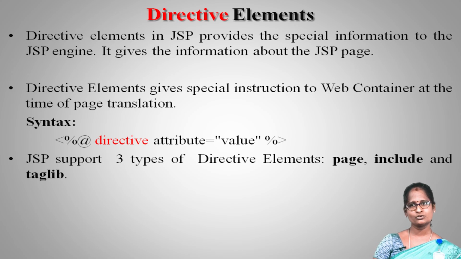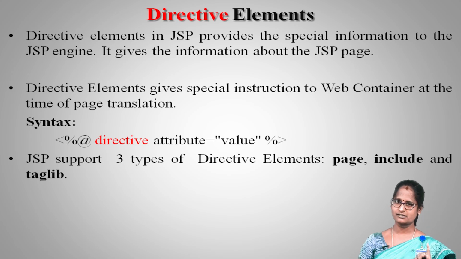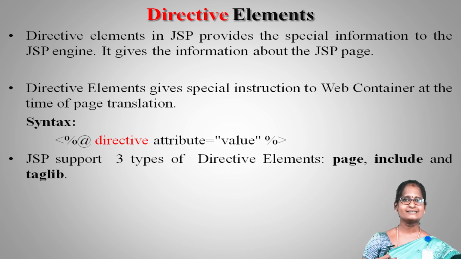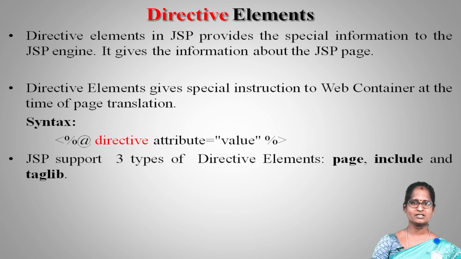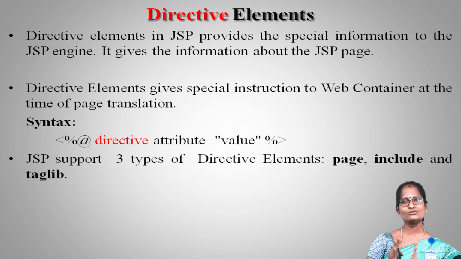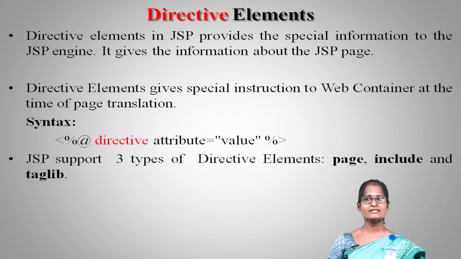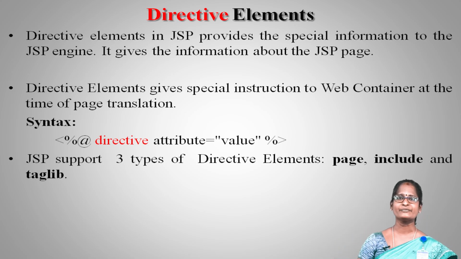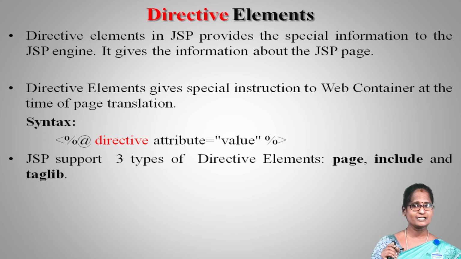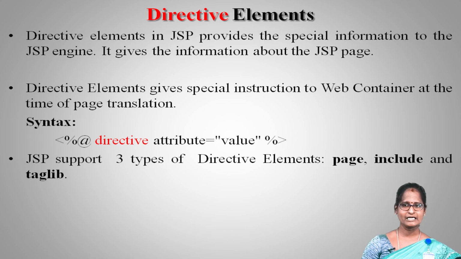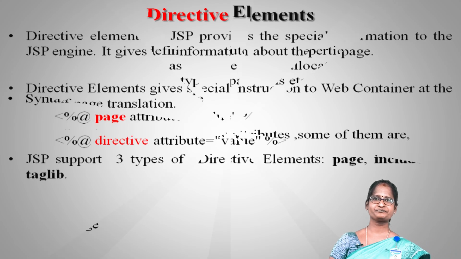Each JSP page goes through two phases. The first one is the translation phase. The second one is the request processing phase. At the translation phase, the JSP engine translates the JSP page into a servlet. The directive elements are handled at translation time. They give special instructions to the web container at the time of page translation. The syntax includes the directive, attributes equal to value.